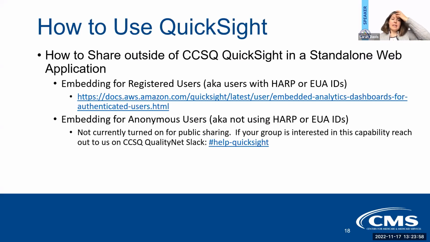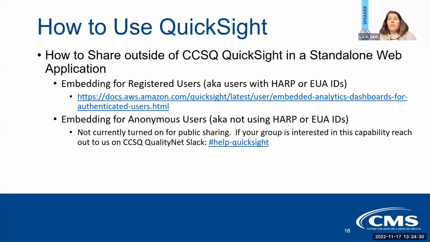Also, Quicksight has the ability to embed for anonymous users. So this is for those users that don't have HARP or EUA IDs. Quicksight has that ability. It is not turned on in the CCSQ Quicksight instance. We are just now starting to interact with groups, figure out who would like this capability and feature, and start working together with you and CMS and CCSQ leadership to figure out what's the most appropriate way and doesn't make sense to turn on this feature.